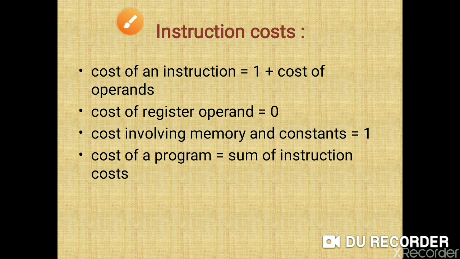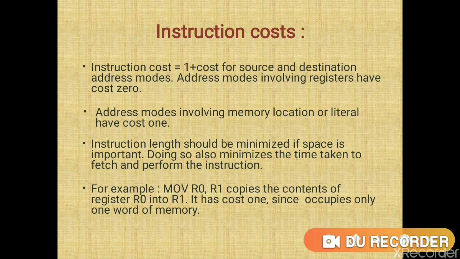Now we will see the rules. This rule we already discussed. Instruction cost is 1 plus the cost of source and destination address. Address modes involving memory location or literal have cost 1, and instruction length should be minimized as space is important. For example, if we are given move R0, R1, what will happen here? It copies the content of register R0 into R1. It has cost 1 since it occupies only one word of memory. That is a normal operation here. R0 will be copied into R1.